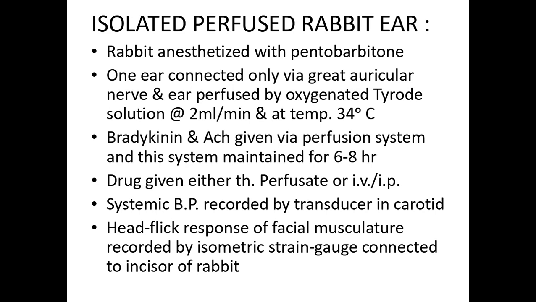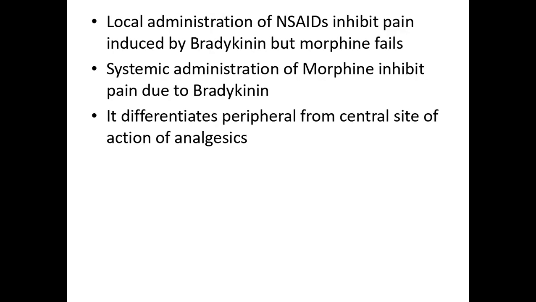Systemic blood pressure is recorded by a transducer in the carotid. Head flick response of facial musculature is recorded by an isometric strain gauge connected to the incisor of the rabbit. The local administration of NSAIDs, non-steroidal anti-inflammatory drugs, inhibits pain induced by bradykinin, but morphine fails. Systemic administration of morphine inhibits pain due to bradykinin, and it differentiates peripheral from central site of action of analgesics.